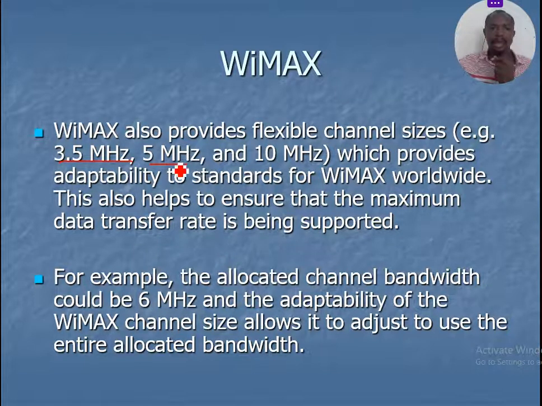Sorry, I think I made a little mistake. Mega is 1 million, okay? Mega is 1 million. A kilo is 1,000. So if I say 3.5 megahertz, what I'm saying is 3.5 times a million. Okay, 3.5 times 1 million, which is 3,500,000 hertz.